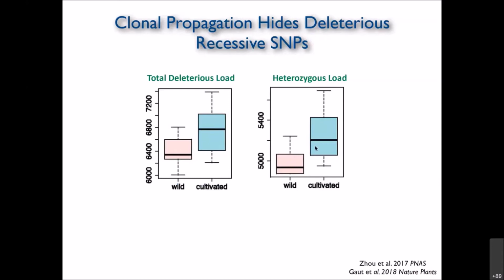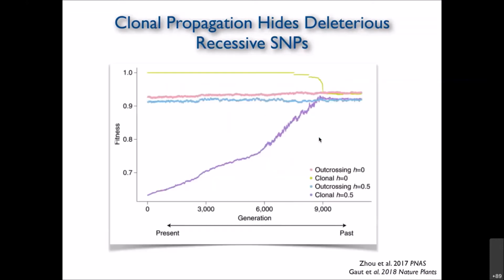But the heterozygous load was in fact very, very high. And so most of the deleterious SNPs were found in heterozygotes. And again, intuitively, that's easy to understand. You have clonal propagation. If you have a recessive mutation that's never going to be homozygous, then it's shielded. And we sort of messed around with some simulation methods to look at the dynamics of this.